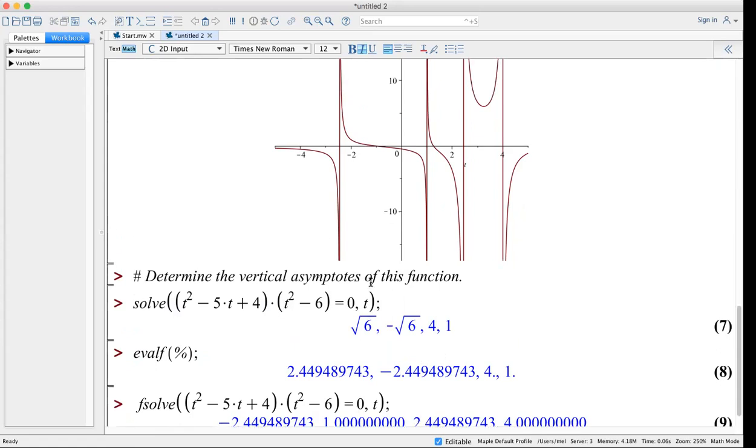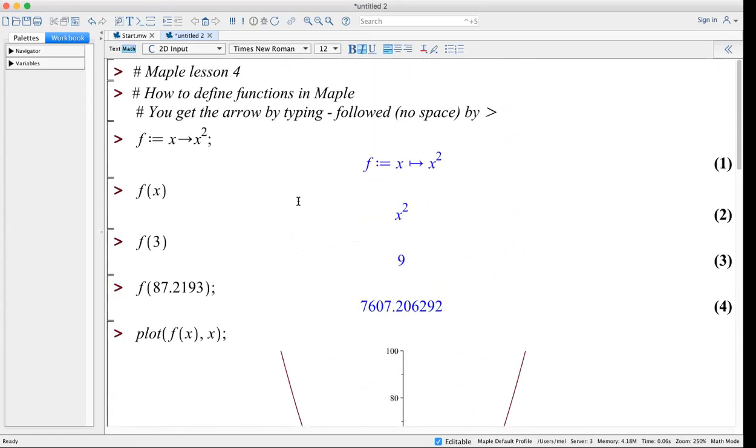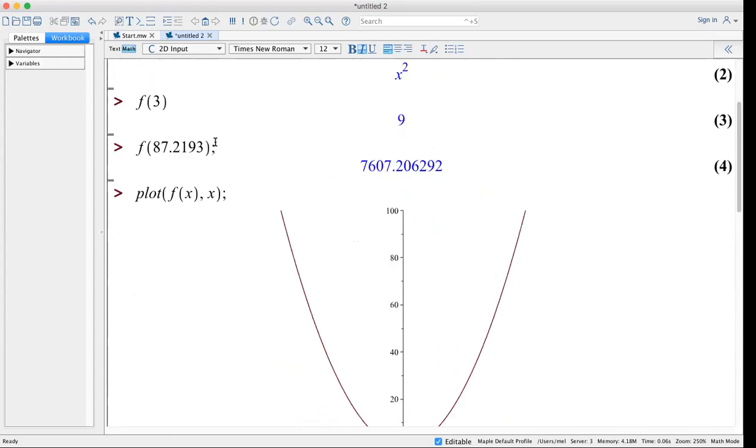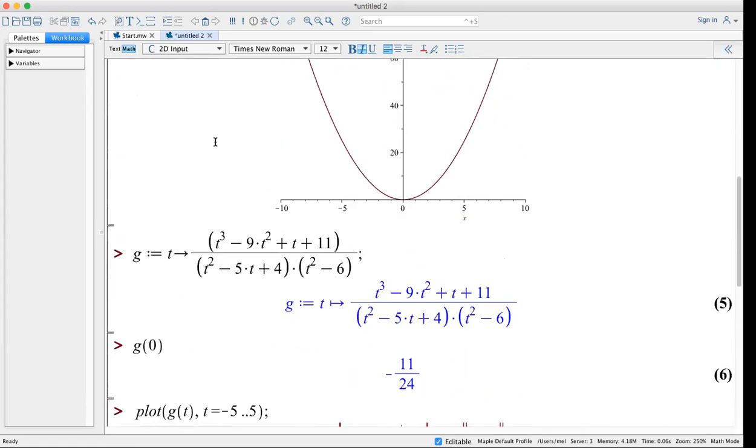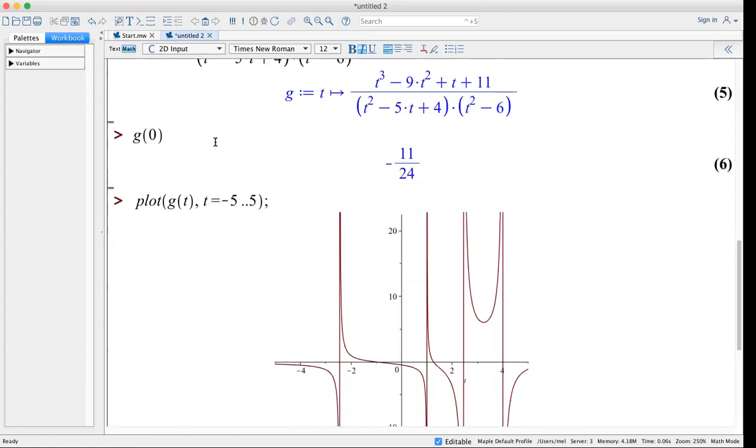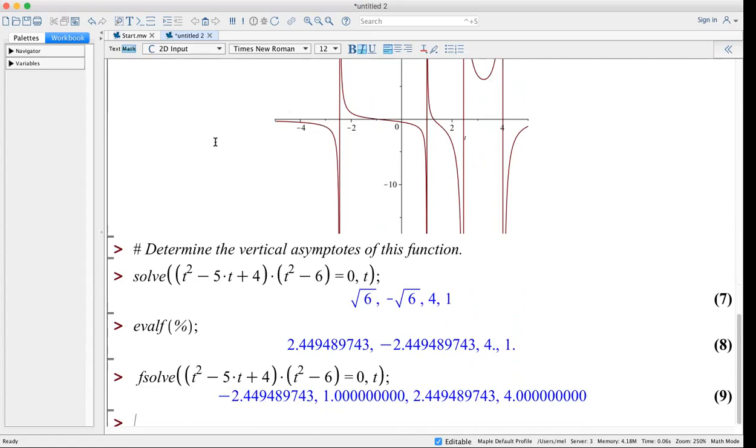So the important thing here to remember is how to define a function. And we see how to plot a function and to solve some equations.